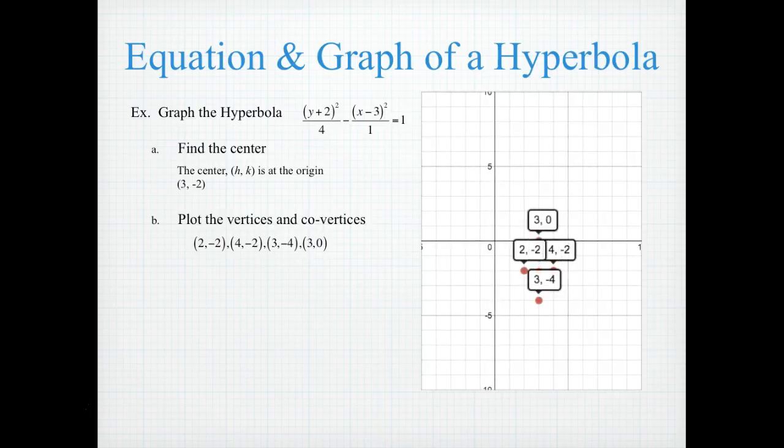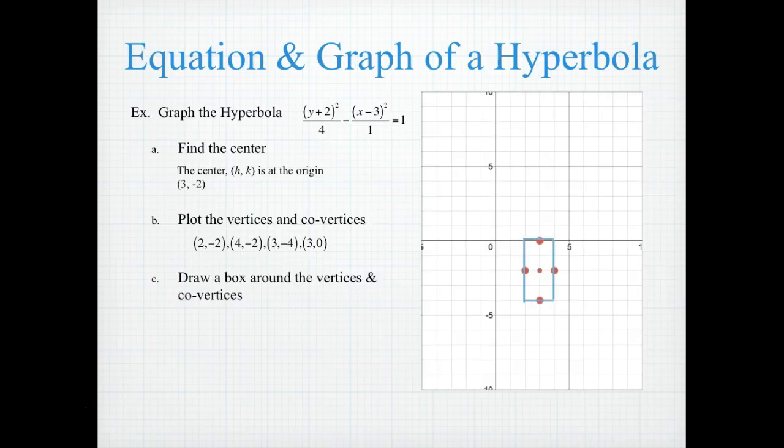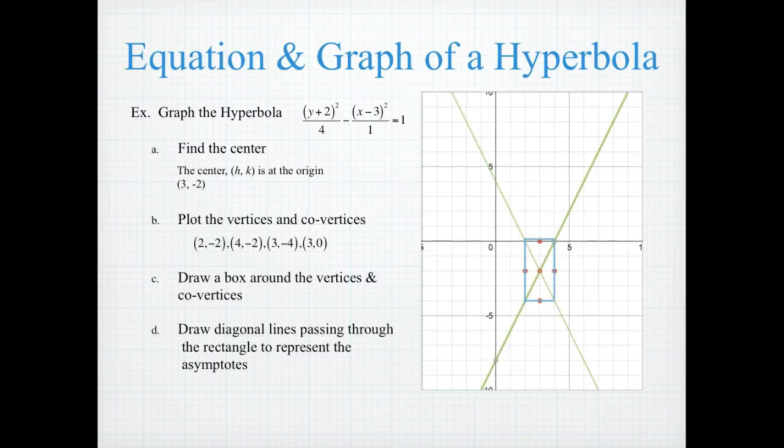Those are the plots, and now I'm ready to draw my rectangle. So I draw a box around the vertices and the covertices, and there's the rectangle that's going to provide me with the proper asymptotes. So now I'm going to draw diagonals of those lines, and those represent the asymptotes. And then finally, I'm in a position to graph the hyperbola.